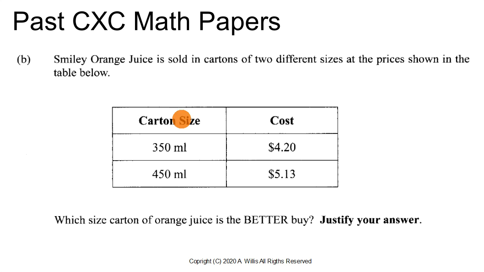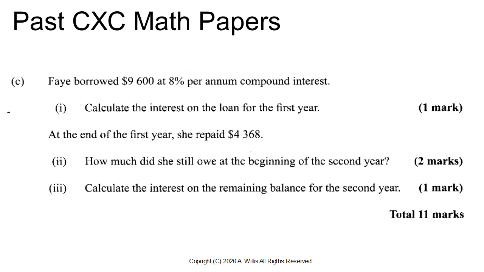Question 1 had 3 parts. Smiley orange juice is sold in cartons of 2 different sizes at the prices shown in the table below. One is 350 ml, costs $4.20. One is 450 ml, $5.13. Which size of carton of juice is the better buy? Justify your answer. Again, pause the video and work it out.